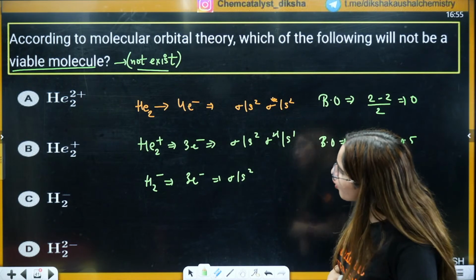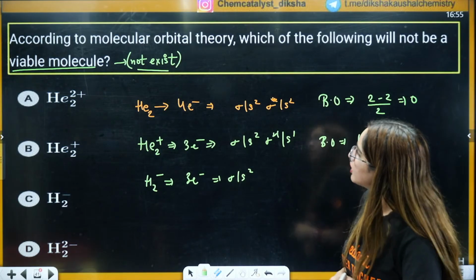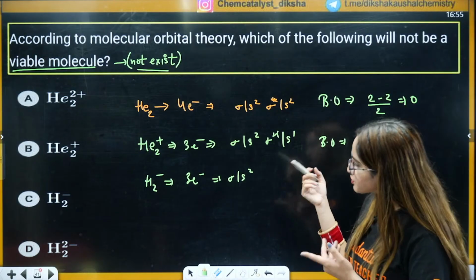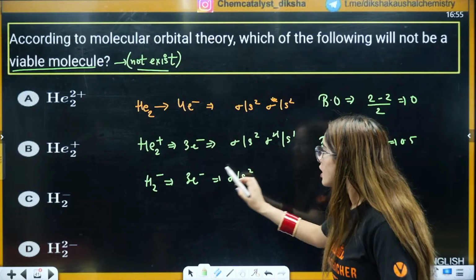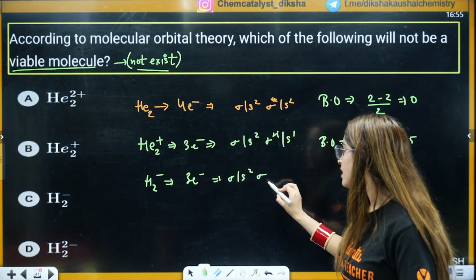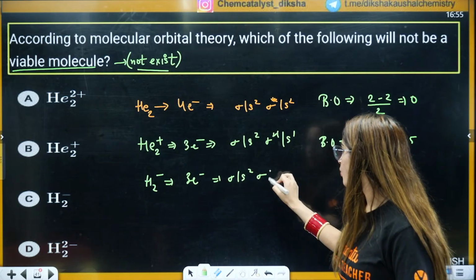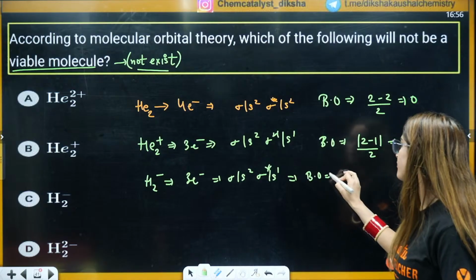Wait a minute, there is no option like helium 2. Okay, helium 2 is not in the options at all, so we can't say this. So this will have 3 electrons, so it will be sigma 1s2, sigma star 1s. Again, bond order is going to be 0.5.